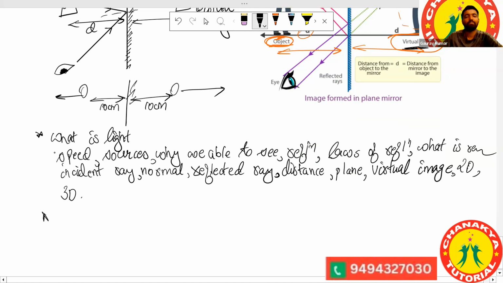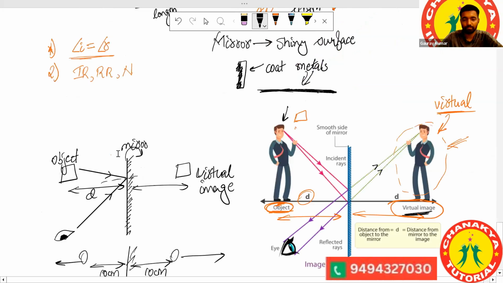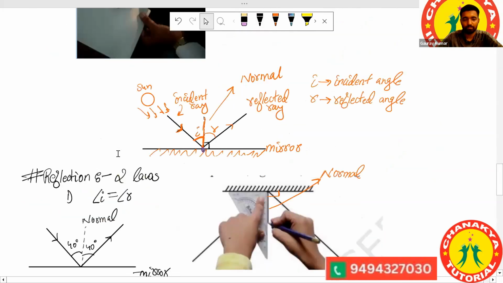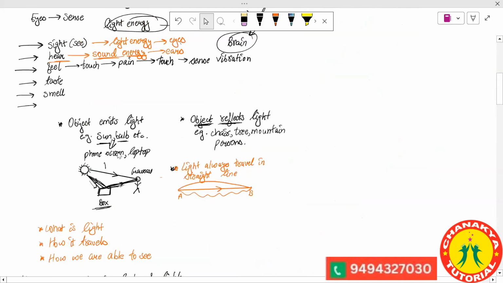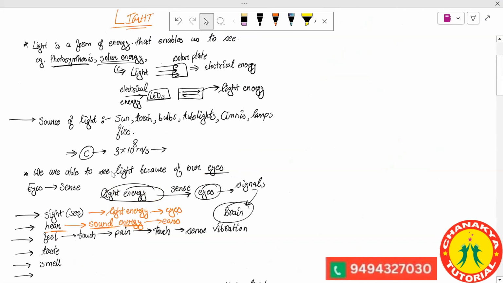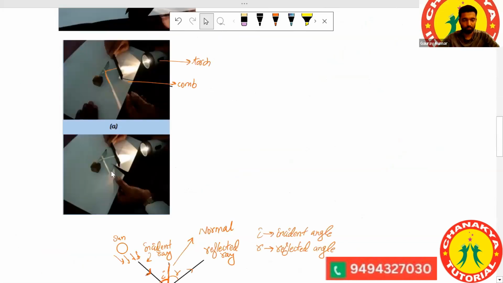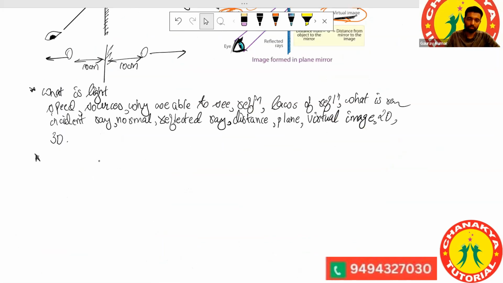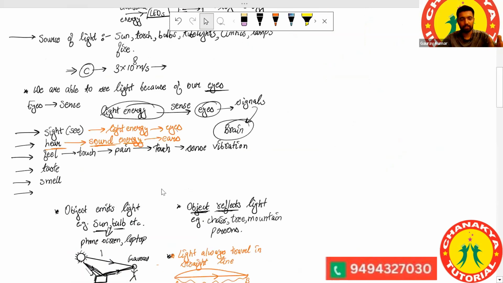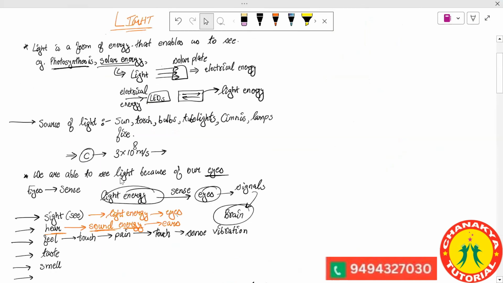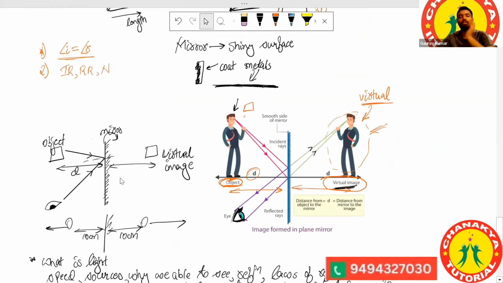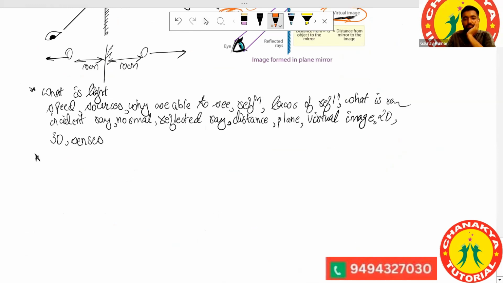And what else? Sir, we also learned about the senses. Good. Great, so this is all we have learned in this class. You revise this. We also learned about the distance of the object and the mirror. Yes, I have written this. Okay.